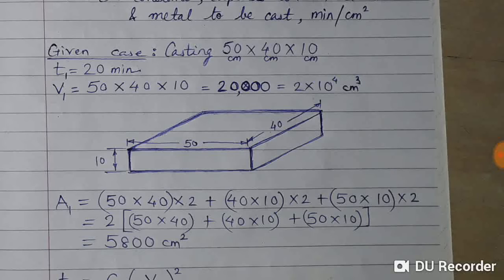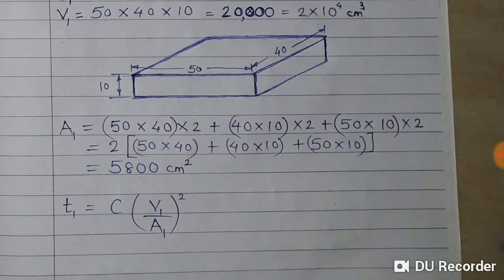Then in the front you can see the dimension 50 and the thickness as 10, so the area will be 50 into 10, and at the back side of this casting it will also have dimension 50 and 10. That's why I have written 50 into 10 into 2. Finally, I have taken 2 as common, so it will be 2 times (50 into 40 plus 40 into 10 plus 50 into 10). When we calculate, we get the surface area of the casting, that is A1, equal to 5800 centimeter square.